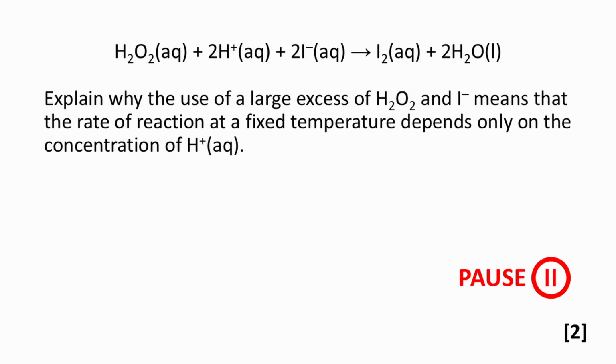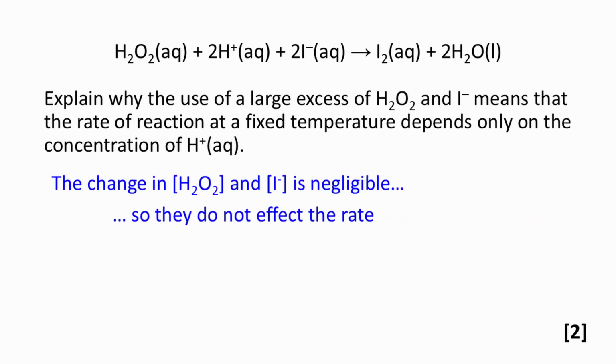Here's the first part of the question. Explain why the use of a large excess of hydrogen peroxide and iodide means that the rate of reaction at a fixed temperature depends only on the concentration of H plus ions. Using a large excess of hydrogen peroxide and iodide means that the concentration of these reactants is virtually constant compared to the change in concentration of H plus ions. We can say that the change in H2O2 concentration and I- concentration is negligible. This means that the concentration of these reactants do not affect the rate.